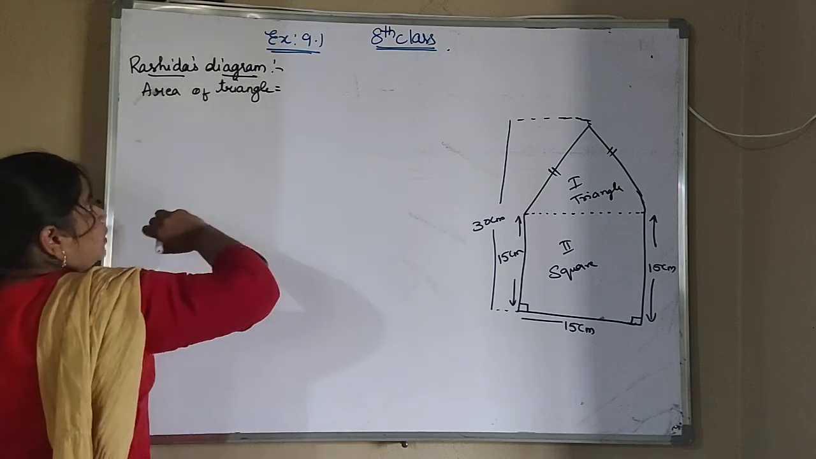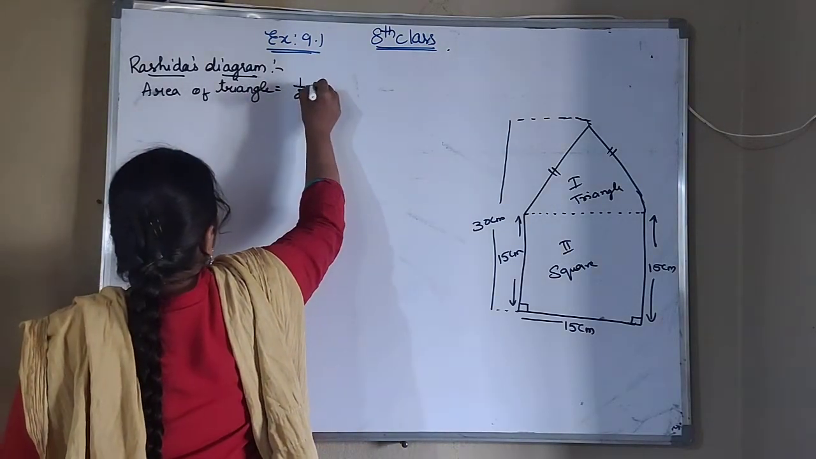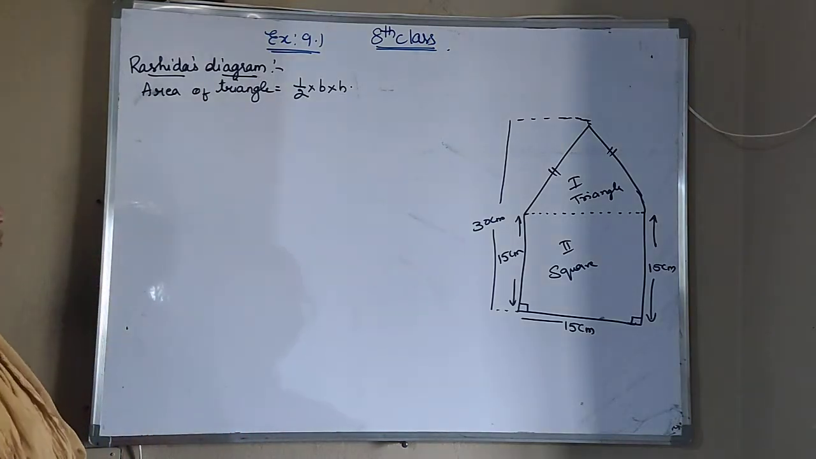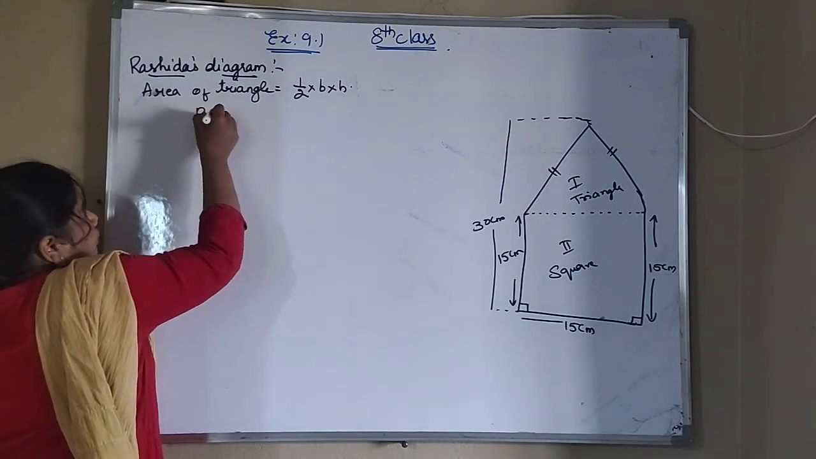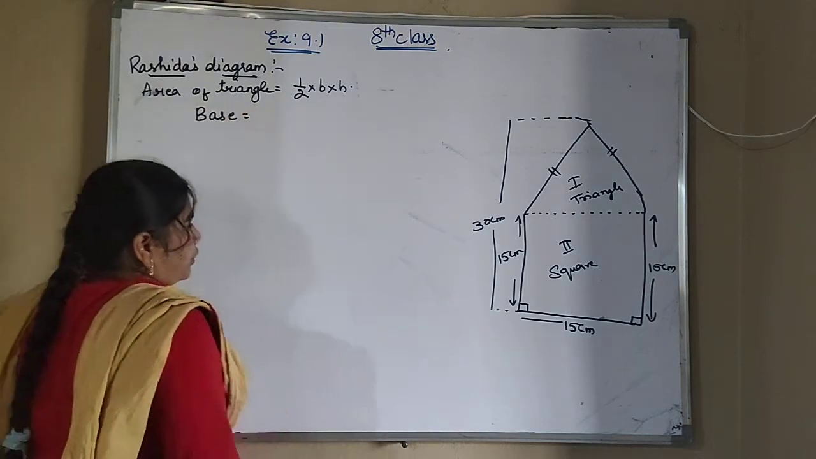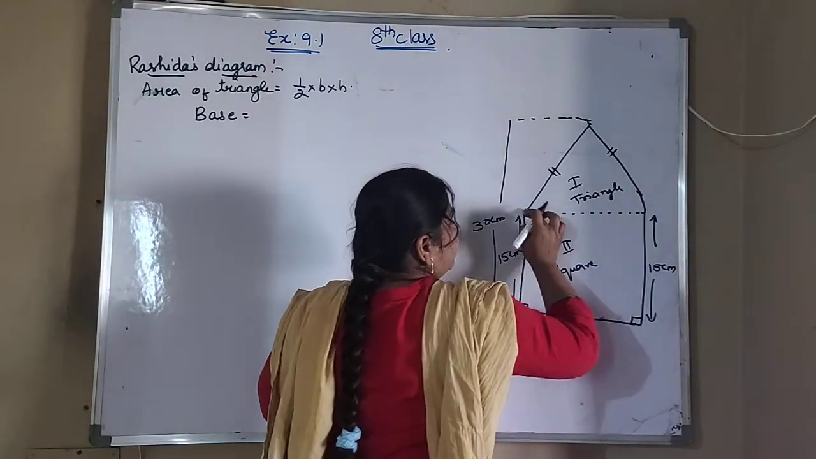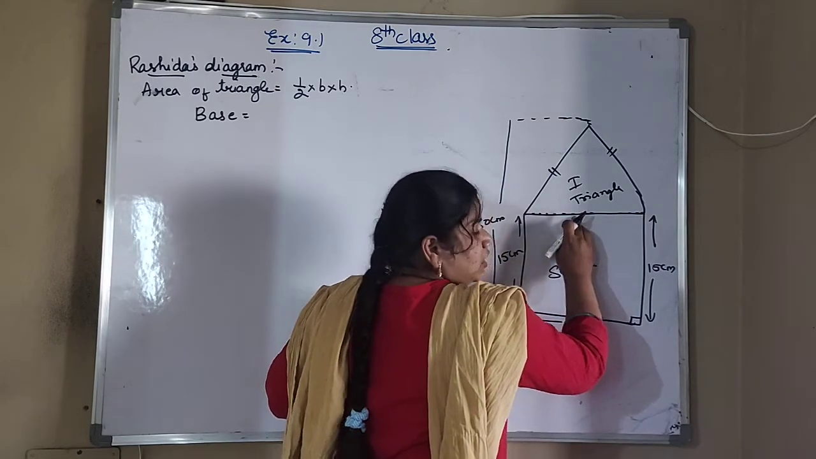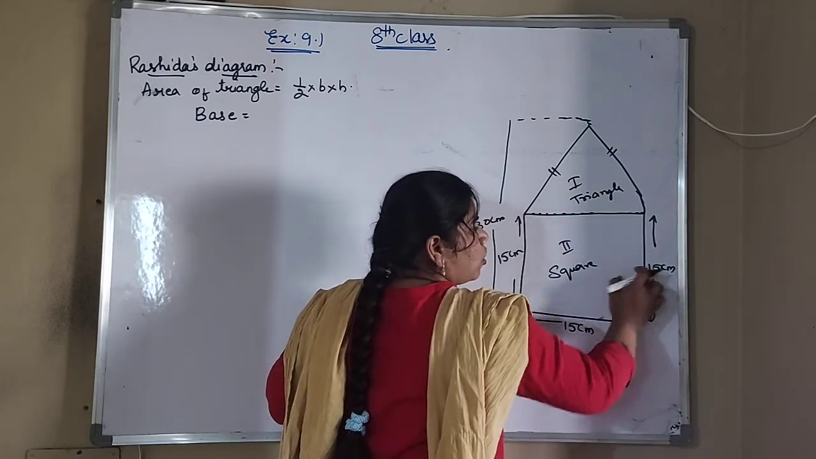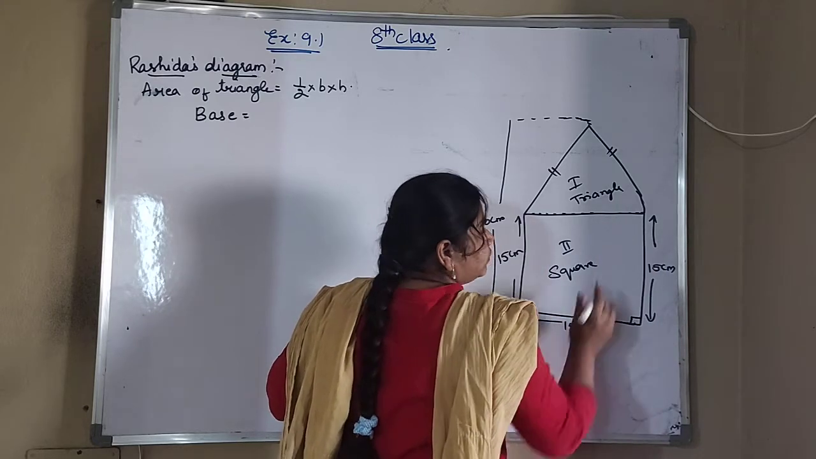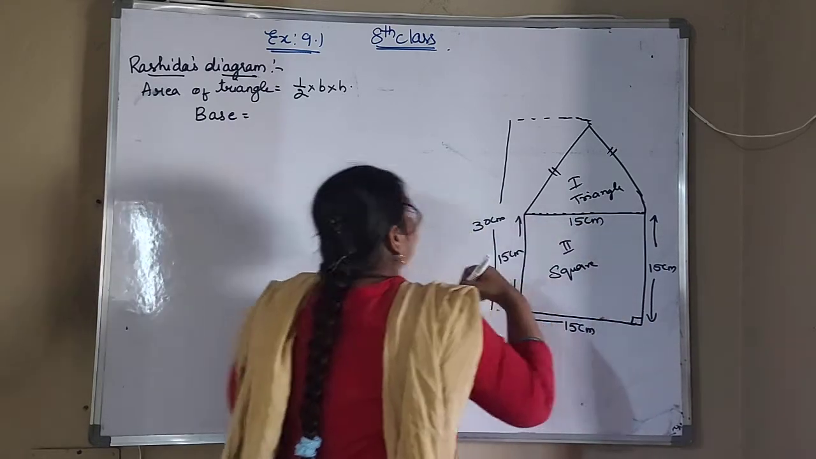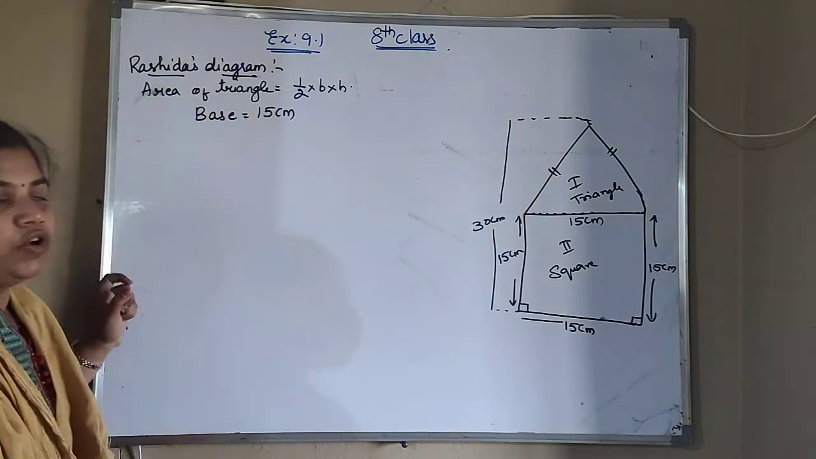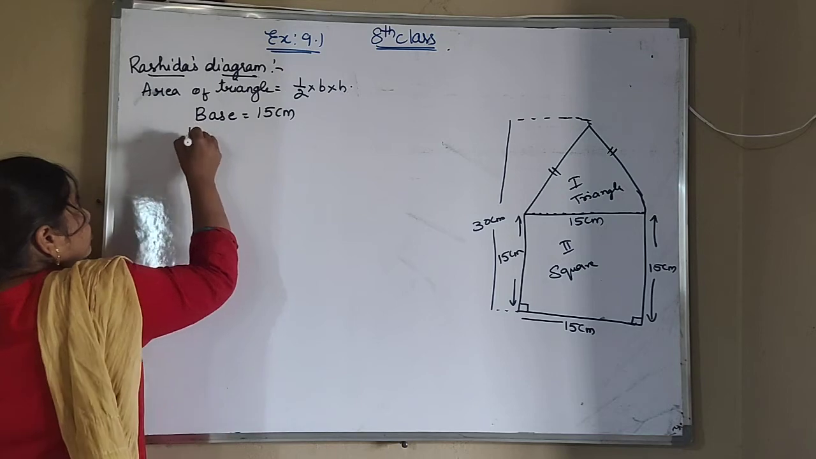What is the area of a triangle formula? That is half into base into height. Let us see what the base value and the height value are. For this triangle, this part is the base. This part is a square, so all sides will be equal. If it is 15, here also it will be 15. So the base value is 15 centimeters.